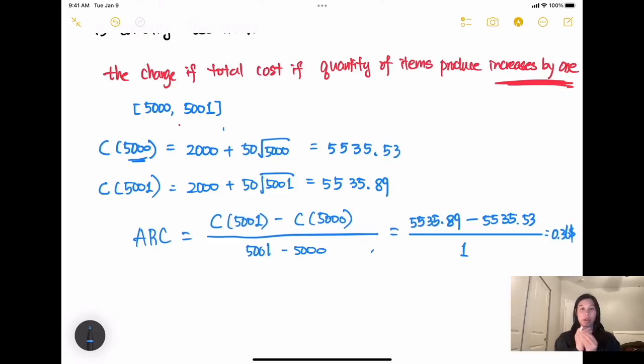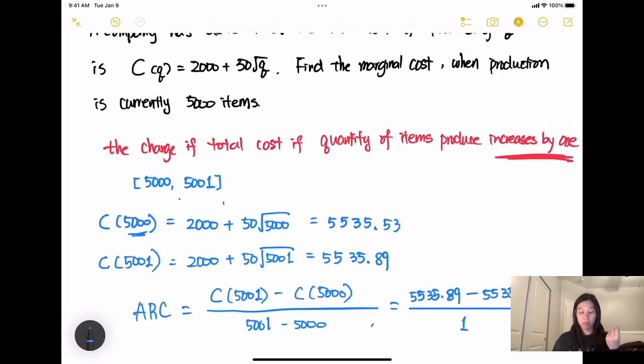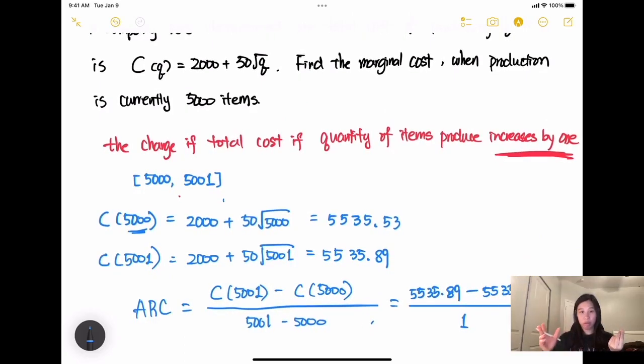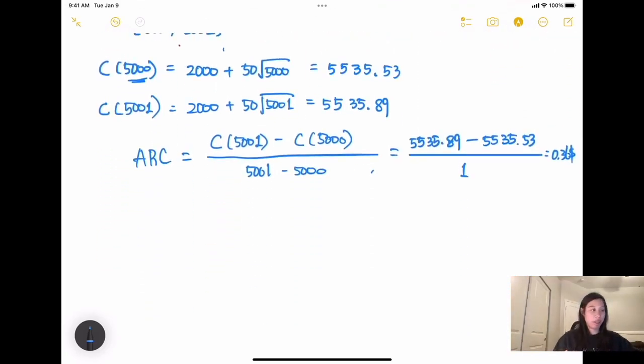So remember, basically you are finding the average rate of change on the interval from the current production to the current production plus 1, or increased by 1. So that's the application. So now I want to talk about the graphical behavior of a function.